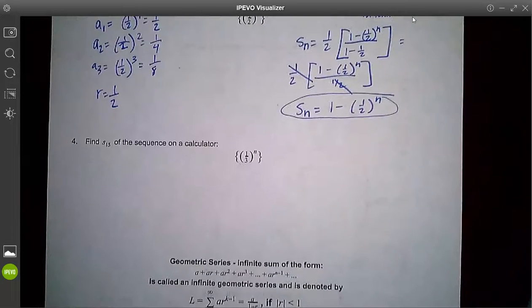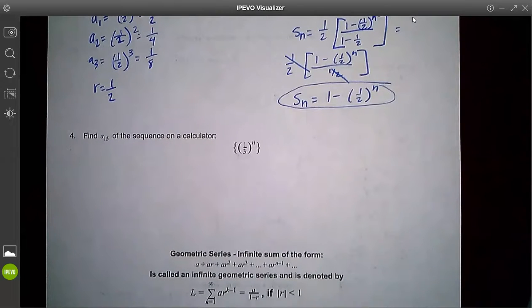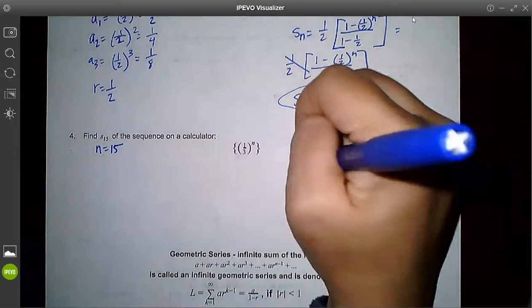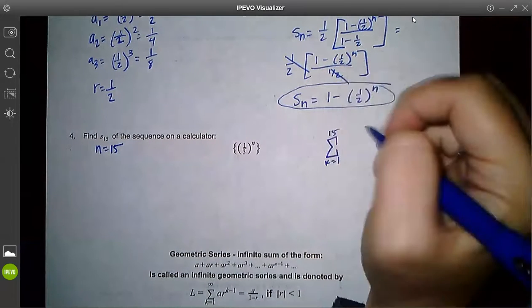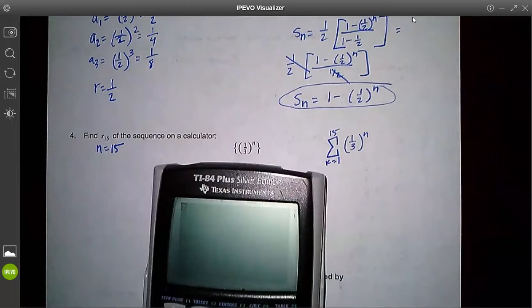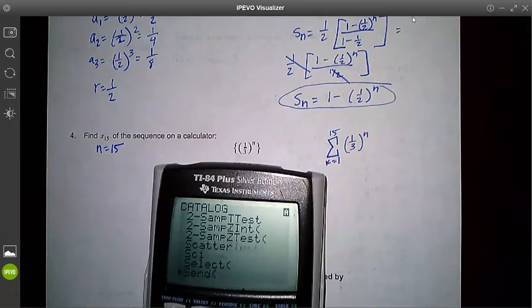On your calculator, find the sum of the first 15 terms. So this would be n equals 15. Find it on your calculator. So you can use the sigma. If you use the sigma, and start k equals 1 to 15 of 1/2 to the n power, like that, then that will give you your value if you use the summation notation. I'm going to use the sum sequence, again because my calculator does not have summation notation, so catalog sum, and then catalog seq, sequence.